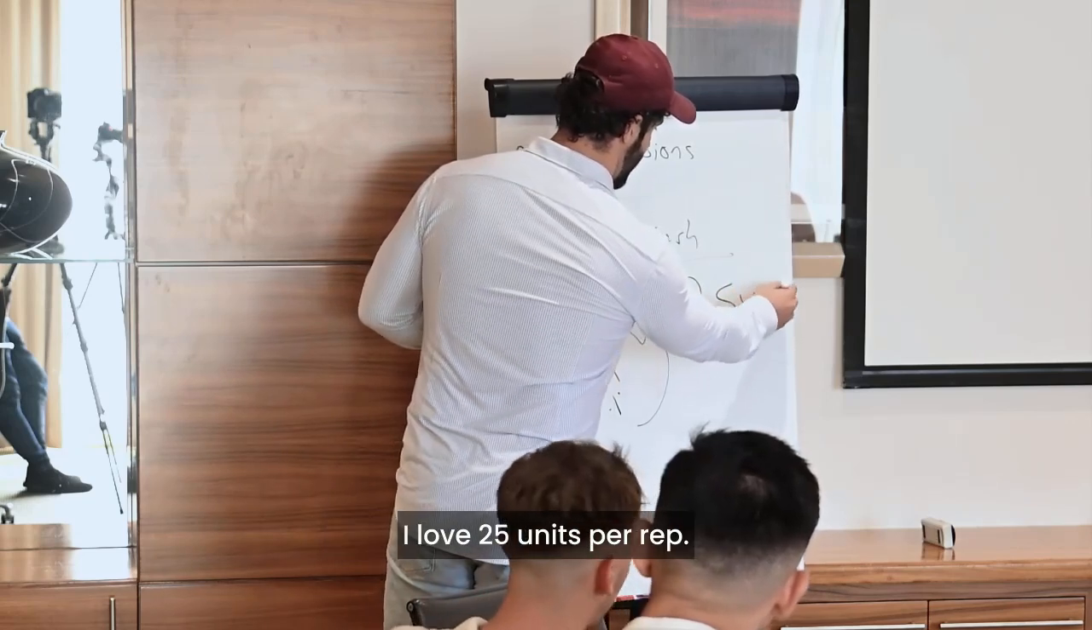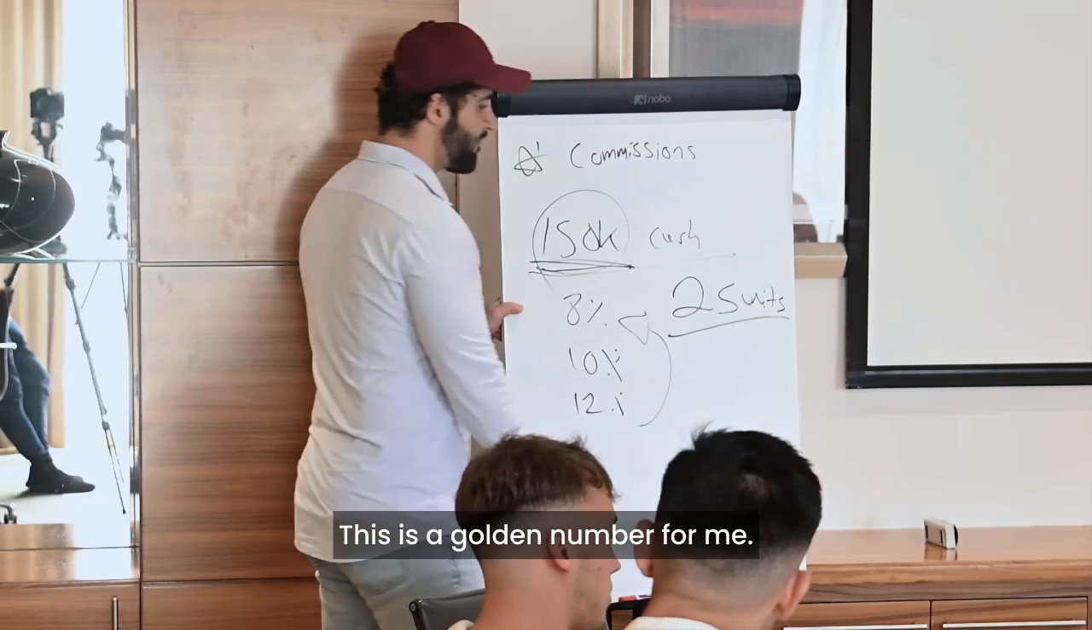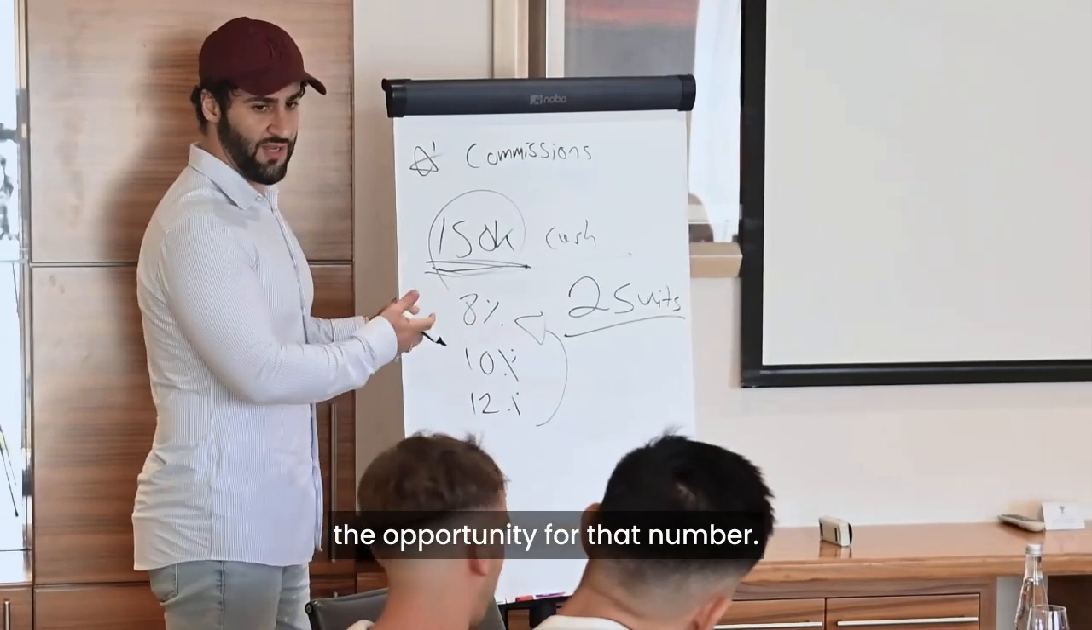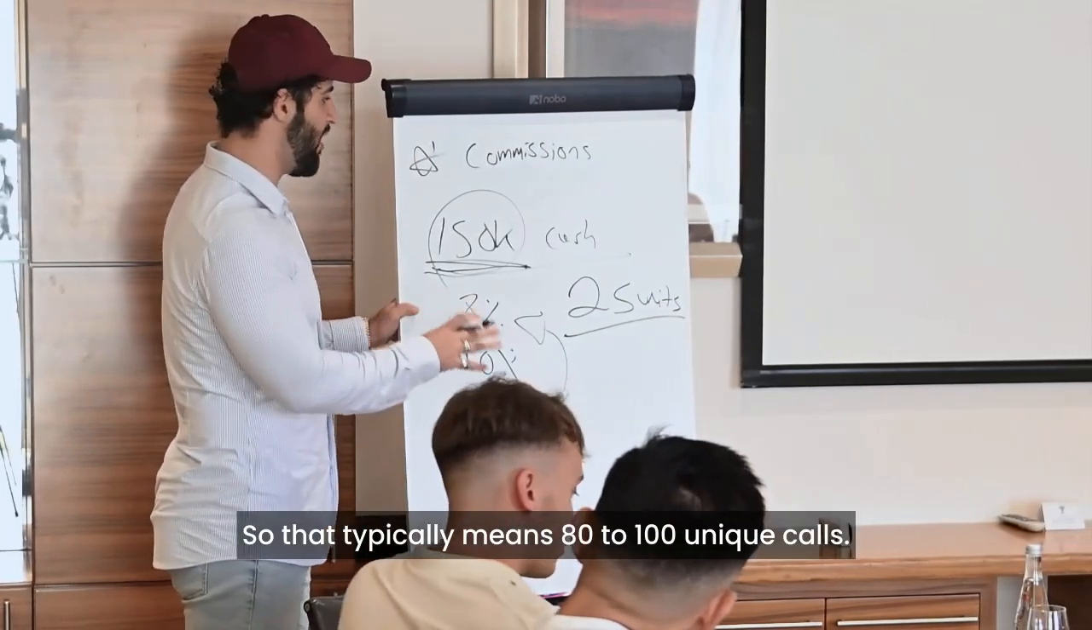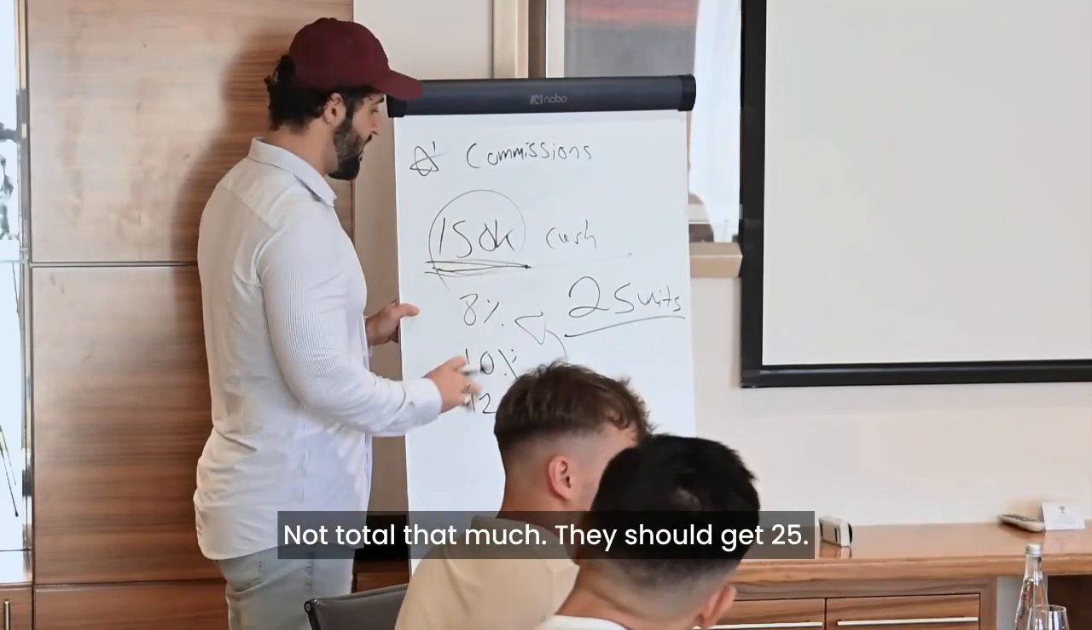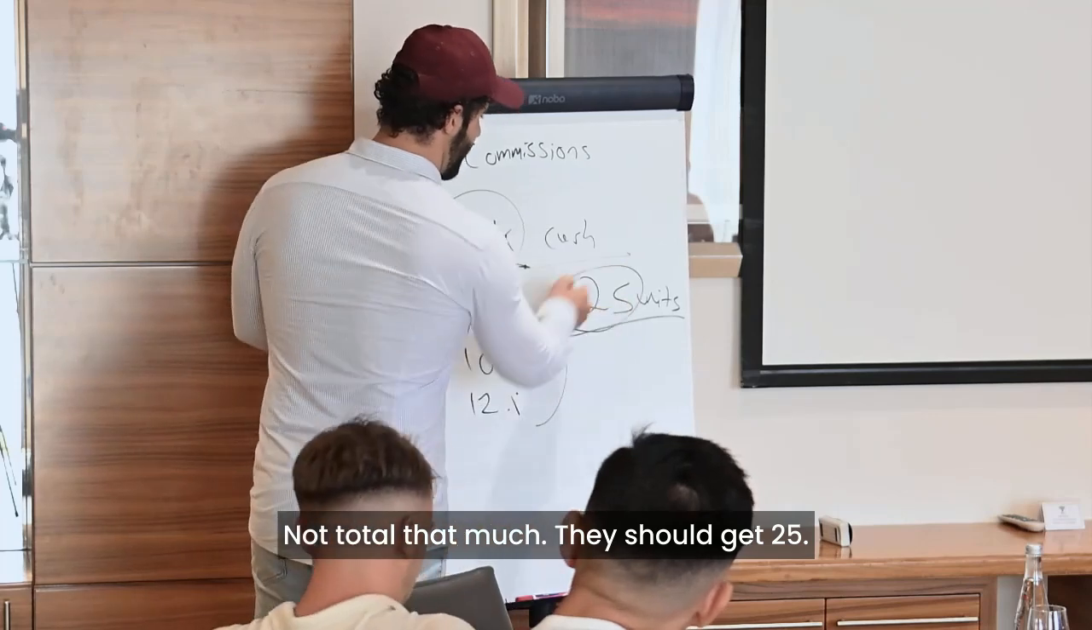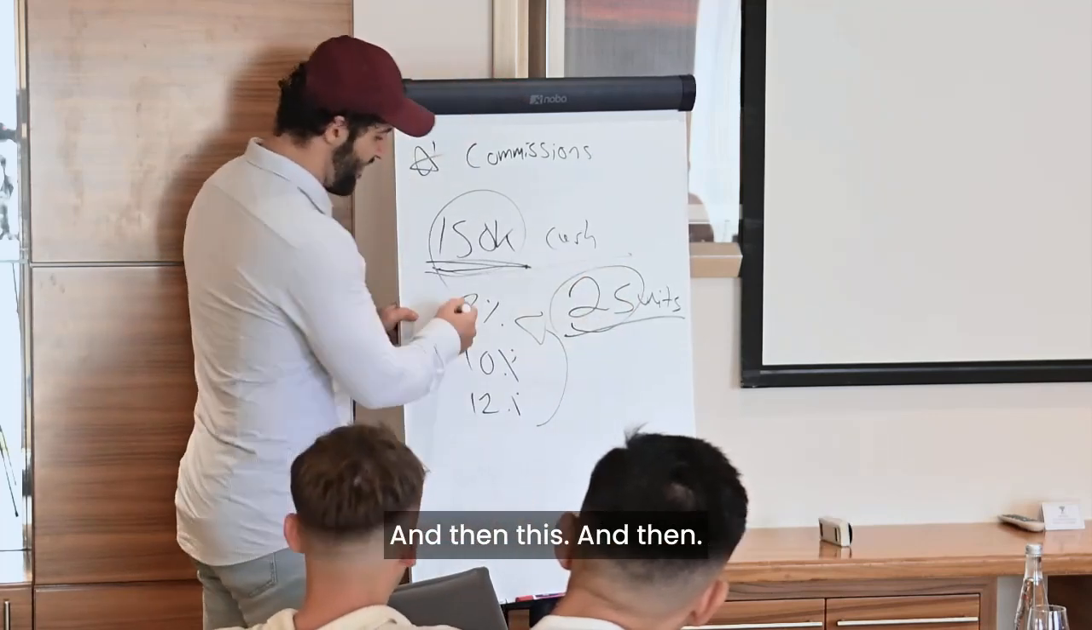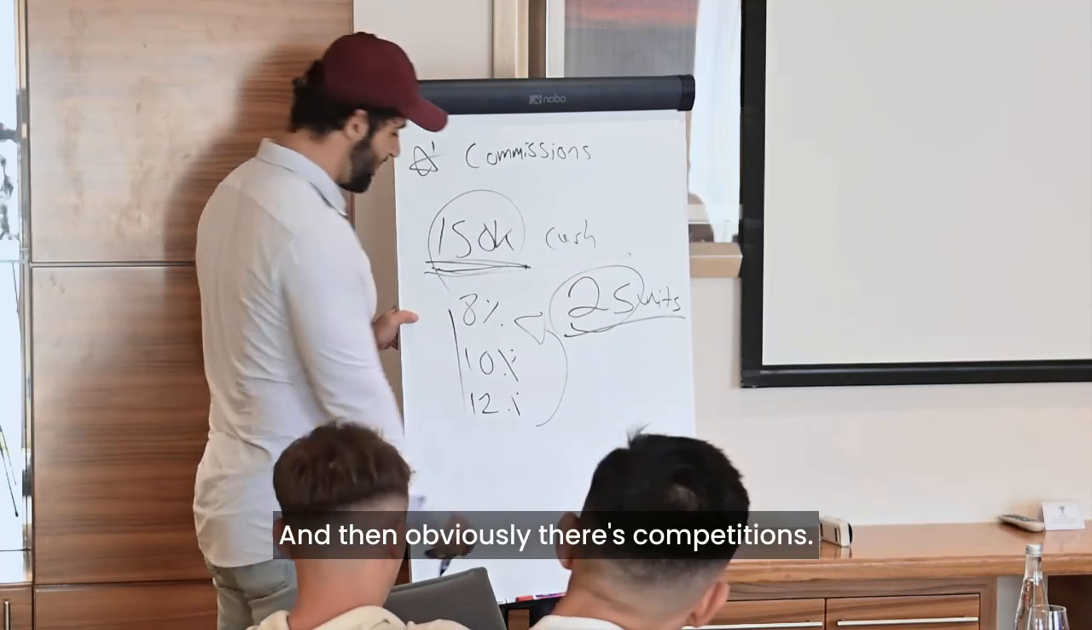Then, after that, what I'll do is you get an incentive for 25 units. I love 25 units per rep. It's a golden number for me. Obviously, you have to give them the opportunity for that number. So that typically means 80 to 100 unique calls, not total. They should get 25 and they'll get a bonus for that, about $3,000.